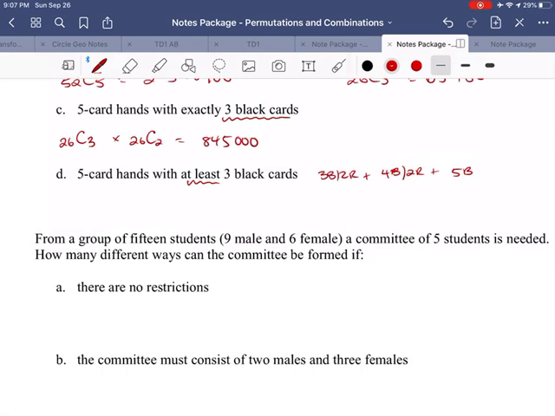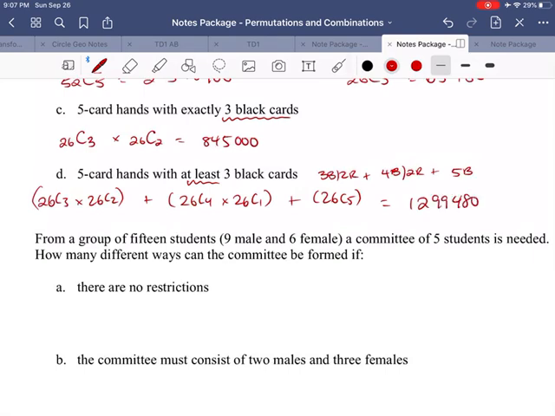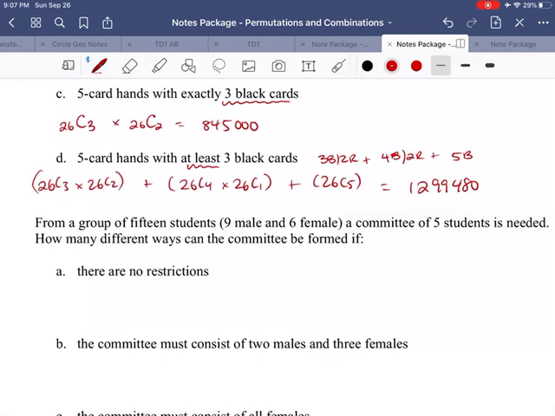So the first one, 3 black, 2 red: we got 26 choose 3, multiplied by 26 choose 2. We're going to add that to 26 choose 4, multiplied by 26C1. And we're going to add that to 26C5. And in total, if you do that, you get 1,299,480 different 5 card hands with at least 3 black cards.